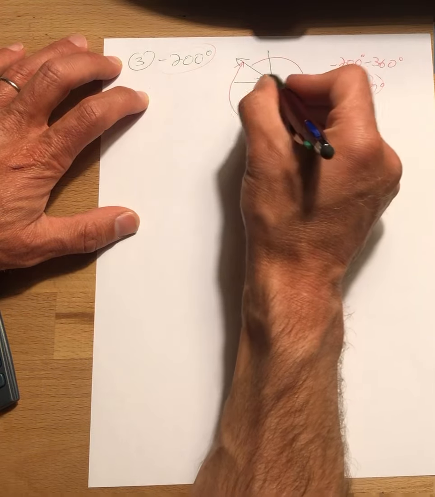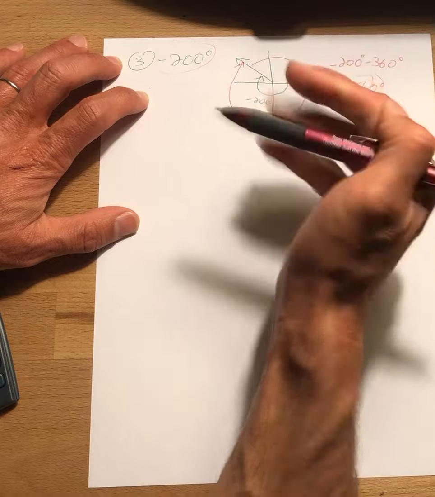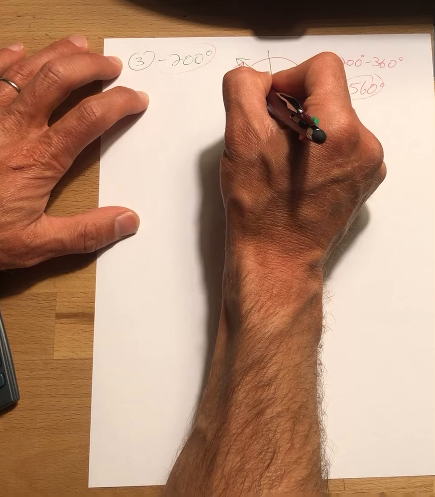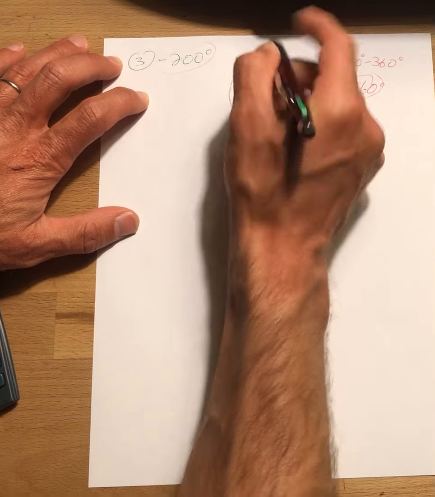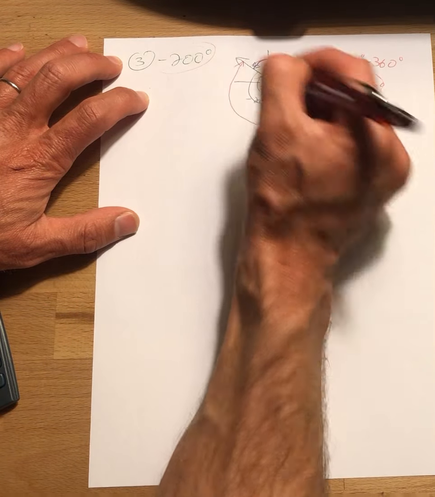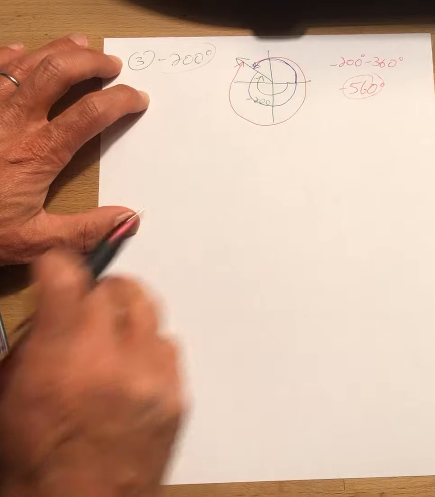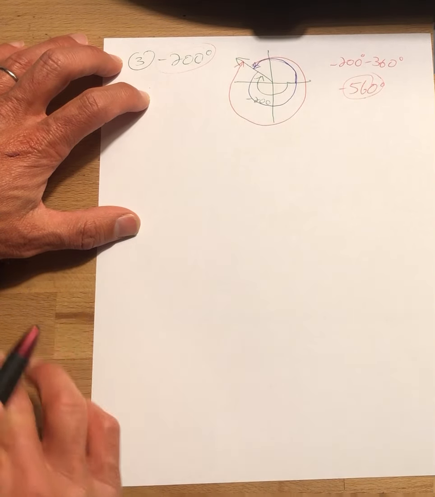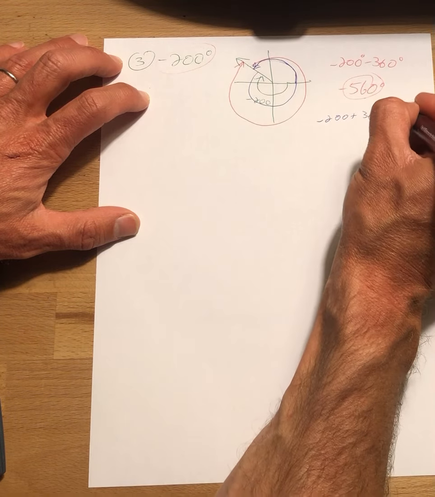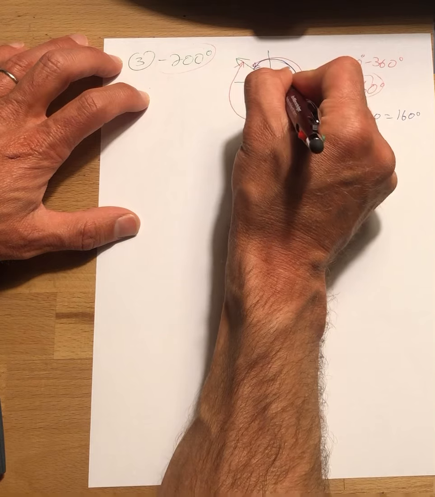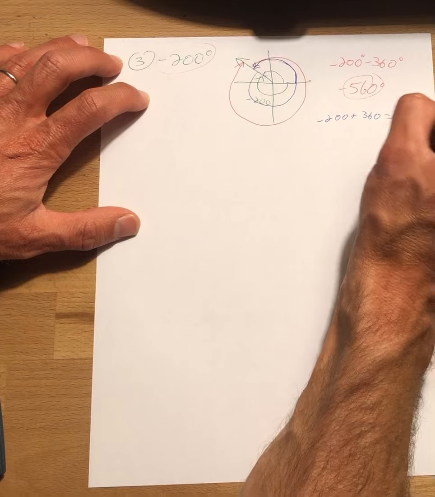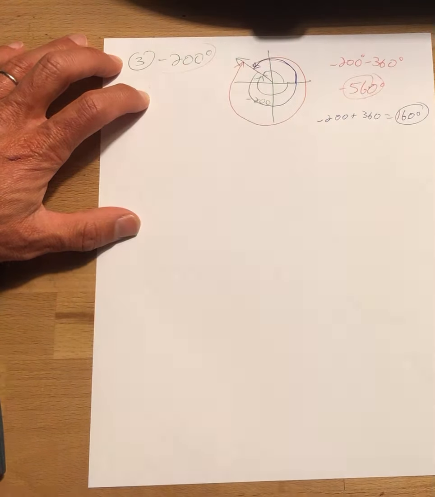What's a positive coterminal angle? Well, let's look here, and now let's actually go positive. Where am I at if I go a full 360 this way? Well, negative 200 plus 360 is going to give me positive 160 degrees. So here's negative 200 or positive 160 degrees. It gives me the same angle. Coterminal to coterminal to coterminal.